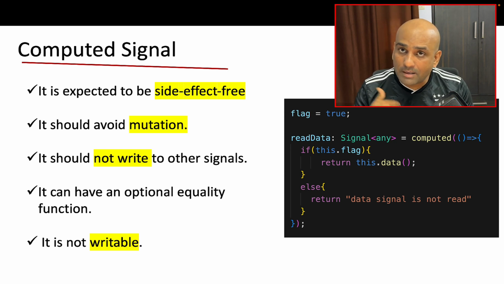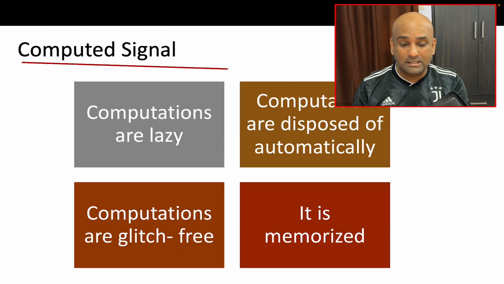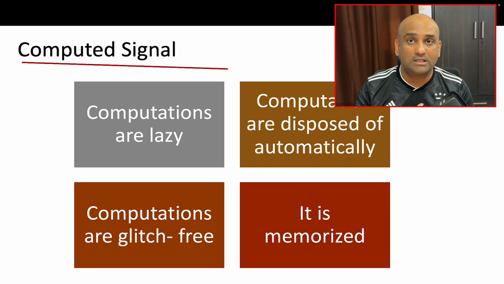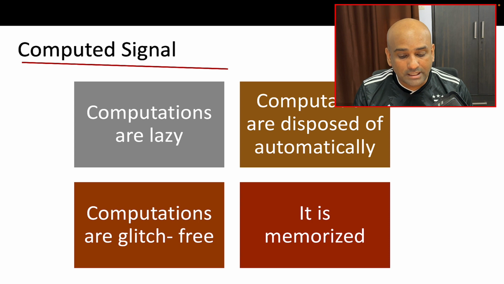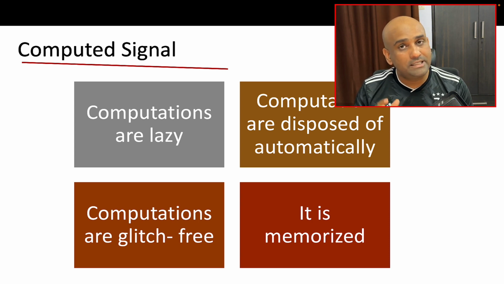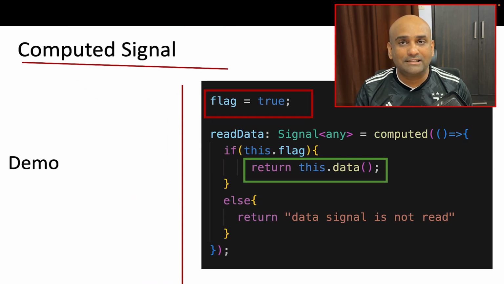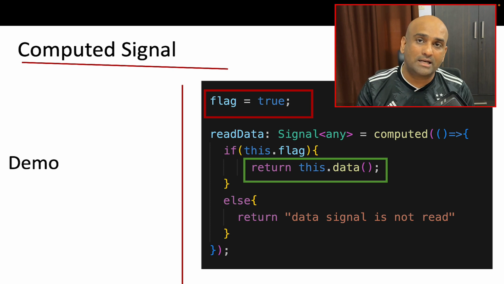A computed signal, like a writable signal, can have an optional equality function, and we will cover that in another video. It is not writable. It is read-only. You cannot write to a computed signal. And these are another four characteristics: computed signals are lazy. Computations are disposed of automatically, so you do not have to worry about how to dispose of a computed signal. Computations are glitch-free and memoized. So let us go ahead and start creating a computed signal, and then we come back and go through these slides.